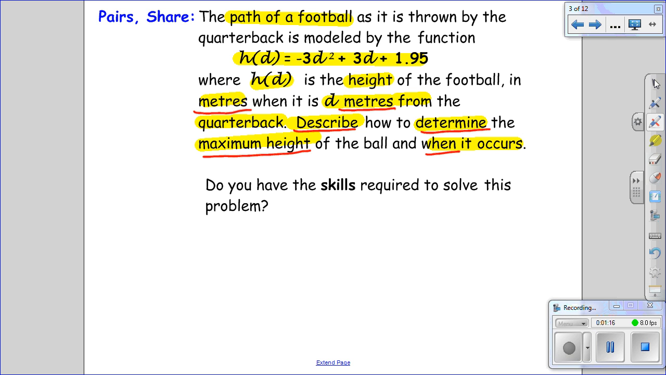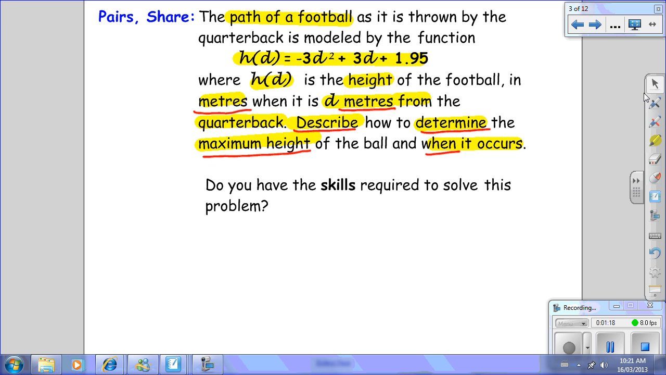Do I have the skill set to solve for that? Possibly. If you came through grade 10 academic, yes, you might have an idea how to tackle this question. If you came through 10 applied, maybe not.